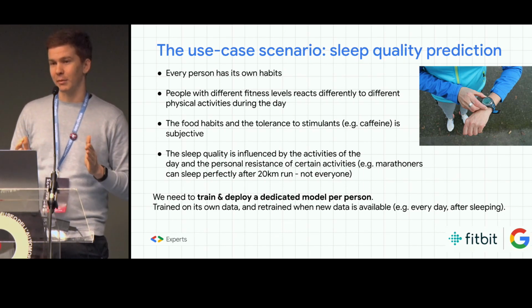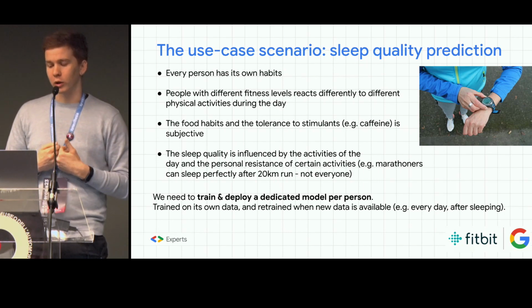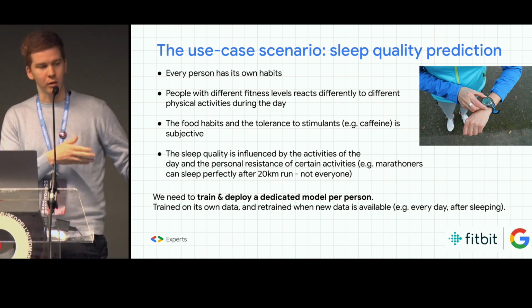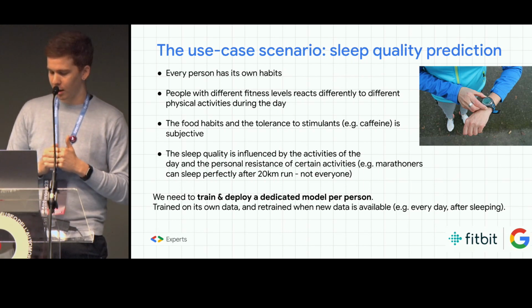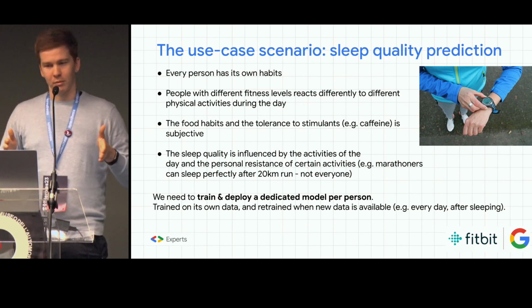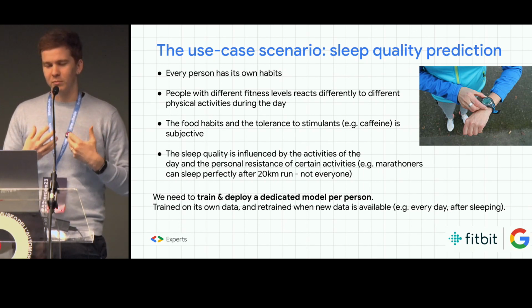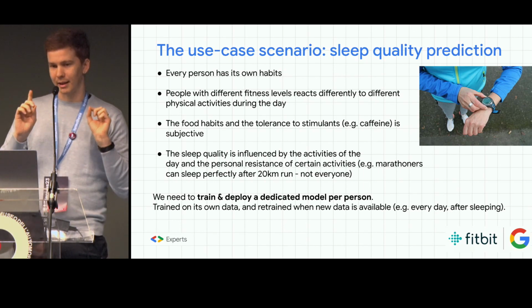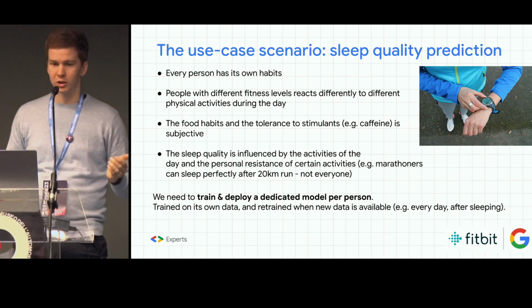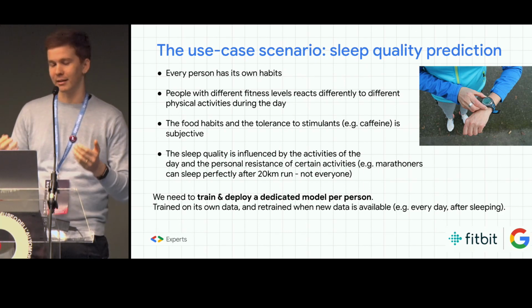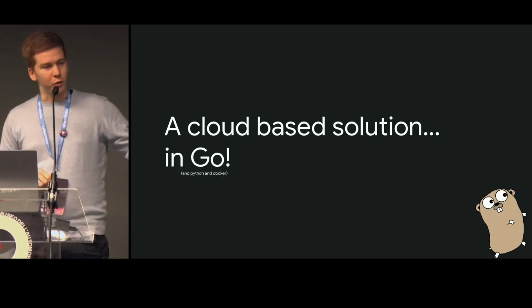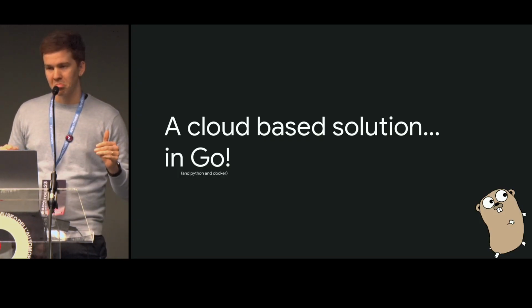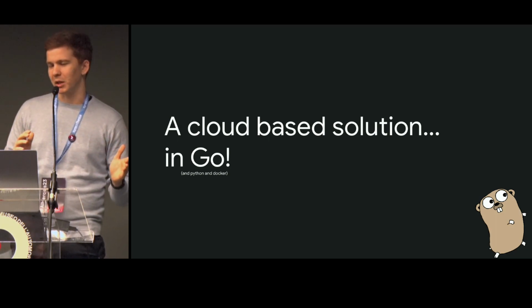This is highly subjective. For instance, I am a marathoner and I can easily run and then sleep well, but perhaps other people cannot sleep well after running 20 kilometers. So we end up in the exact scenario in which we need a model for each user, because different people have different habits and respond differently to their activities during the day. We're going to do it using Go, but it's just because I like the syntax.